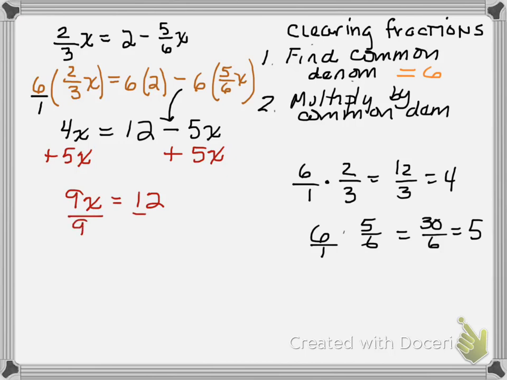Divide out the 9. x is equal to 12/9, and then we see we can reduce that down because 12 and 9 can both be divided by 3. So our final answer is that x is equal to 4/3.